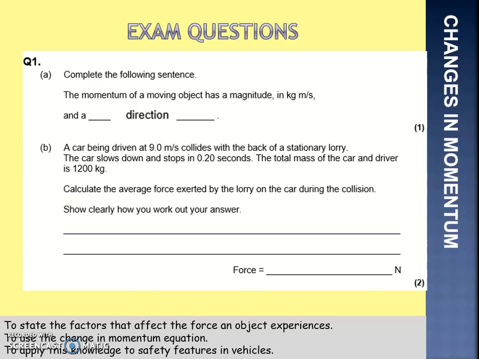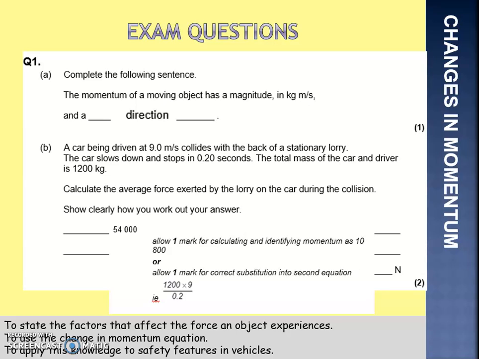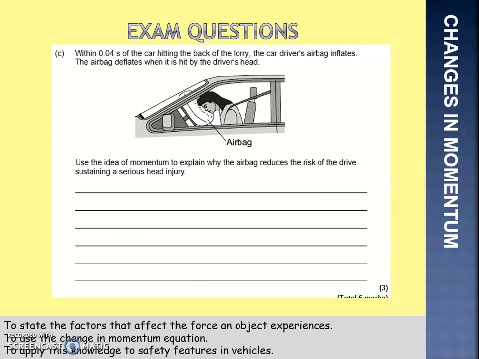So we'll use the equation we've been using for all the lesson. Force equals mass times change in velocity divided by time taken. Change in velocity is 9, the mass is 1,200, and the time taken is 0.2. So 1,200 times 9 divided by 0.2 is 54,000 newtons. Okay, attempt this next question. Pause the video whilst you attempt that.